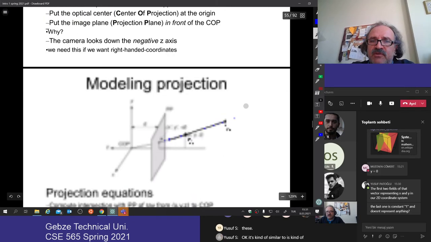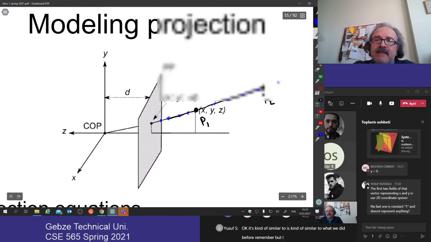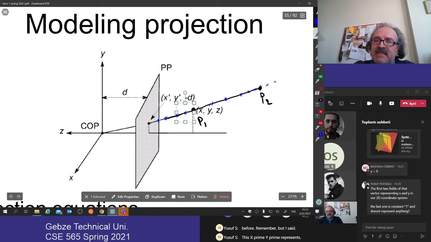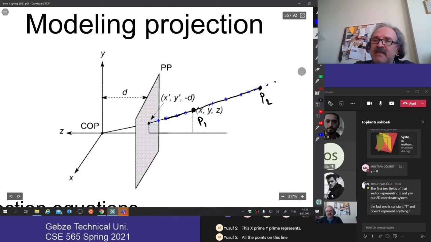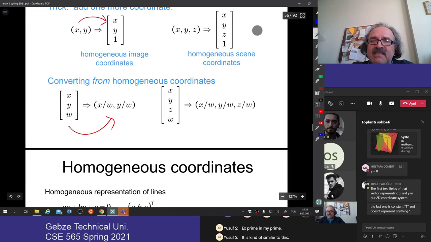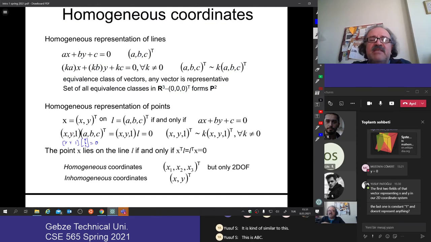It's kind of similar to what we did before. Remember what I said? This x prime and y prime represents all the points on this line, infinitely many. It's like projections of them, right? x prime and y prime. It is kind of similar to this. This ABC or k times ABC represents the same line or same point. These are nice features of the homogeneous coordinate system.